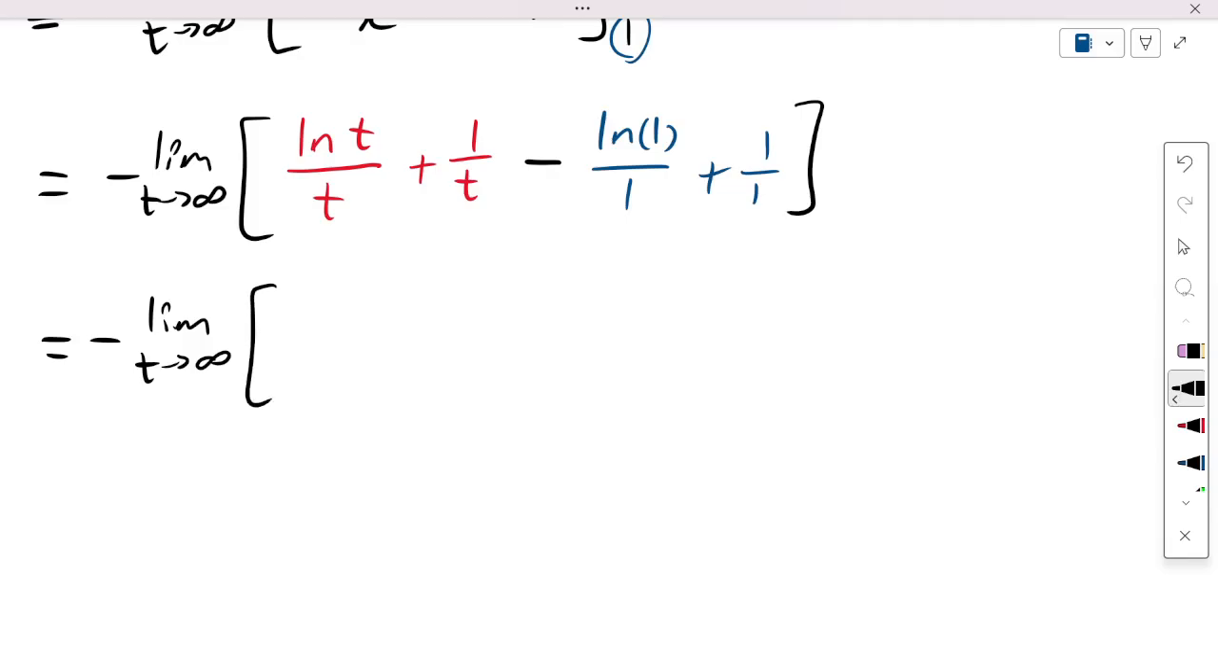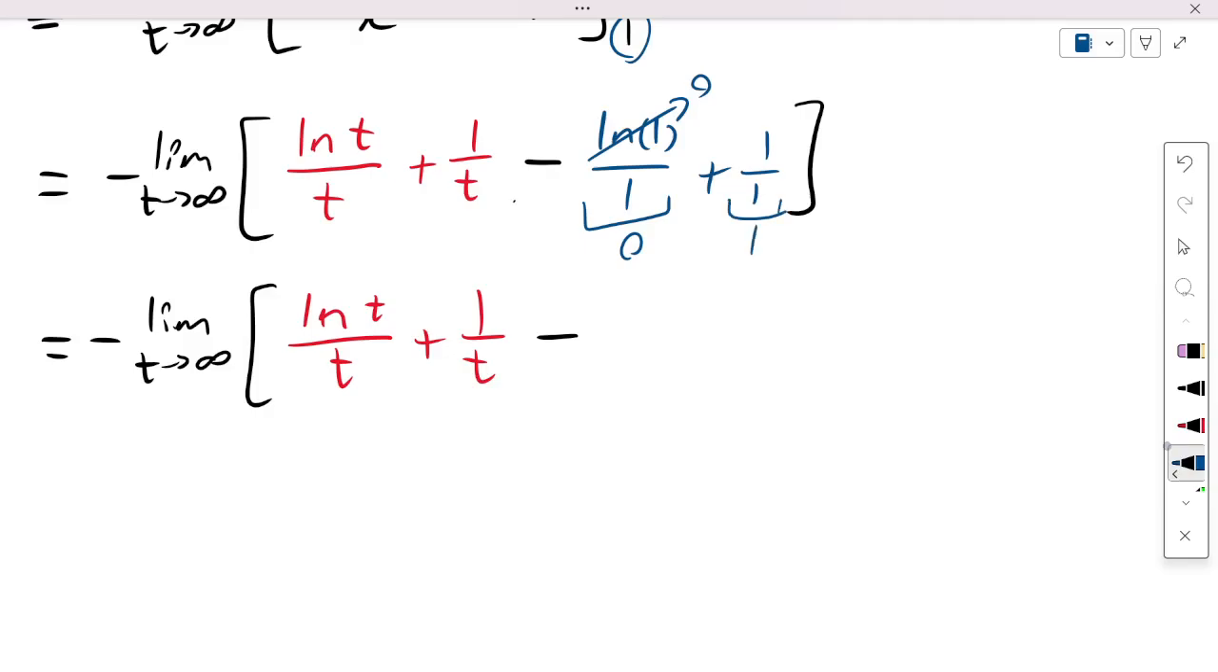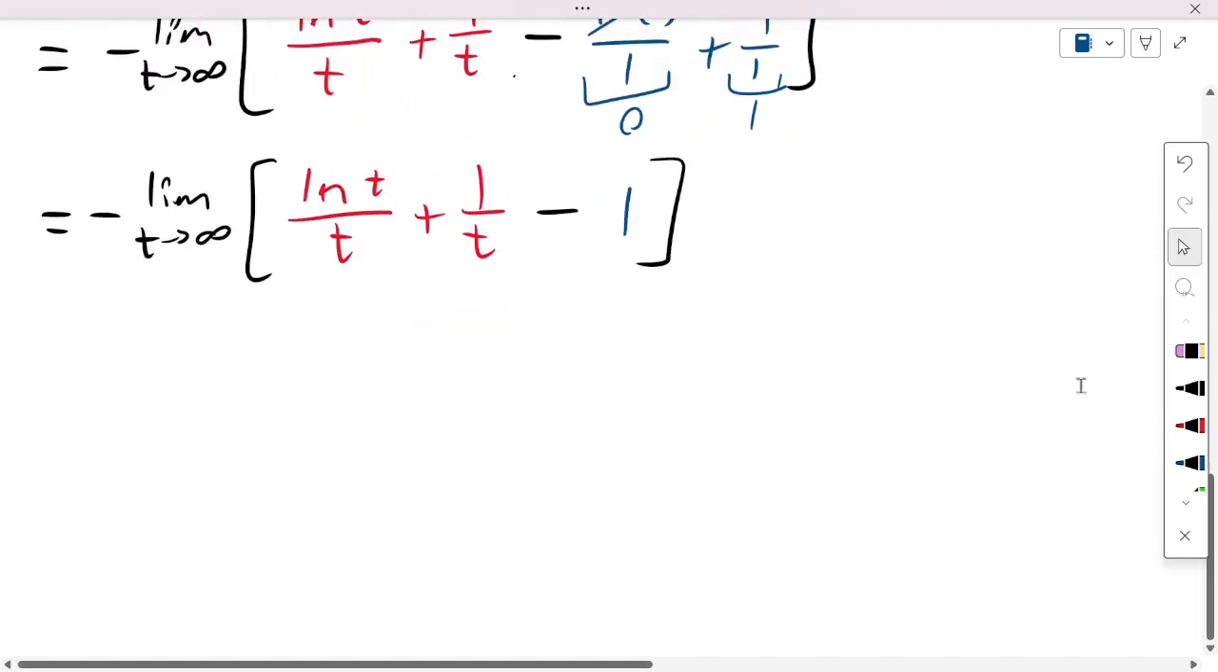And then over here, we're just going to leave it like this for now. You're going to have the natural log of t, well, let me just keep it in red for now, the natural log of t over t plus 1 over t. And then this is going to be minus. Now let's deal with this part over here, right? This natural log of 1 is just equal to 0, right? And therefore, 0 divided by 1 is just going to be equal to 0. Okay. And then 1 over 1 is just equal to 1. So this is basically negative 0 plus 1, which we can just write as minus 1. Okay. Can you see how easier we made the blue side now?